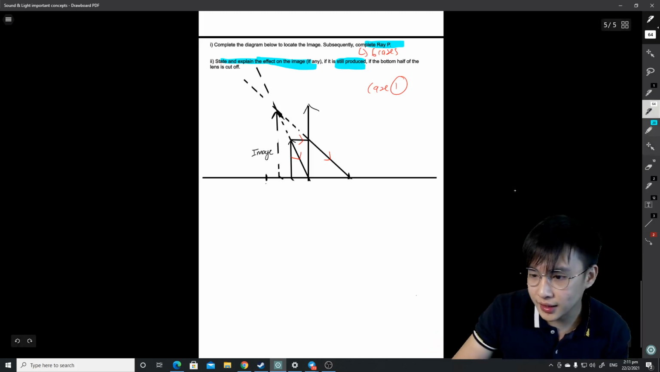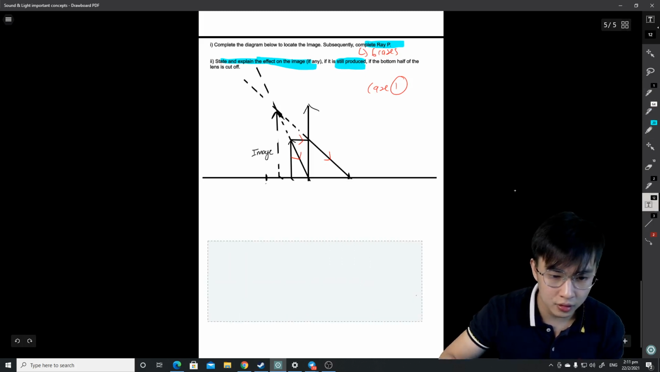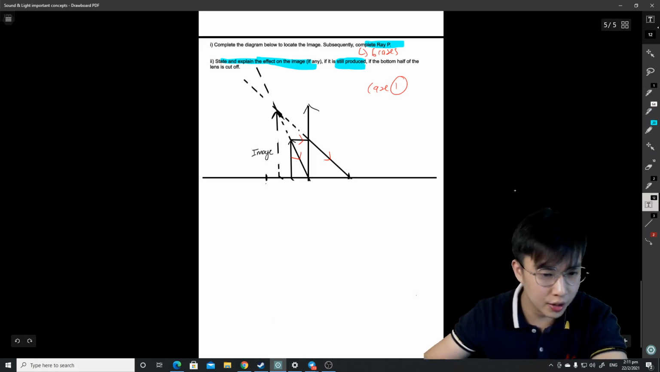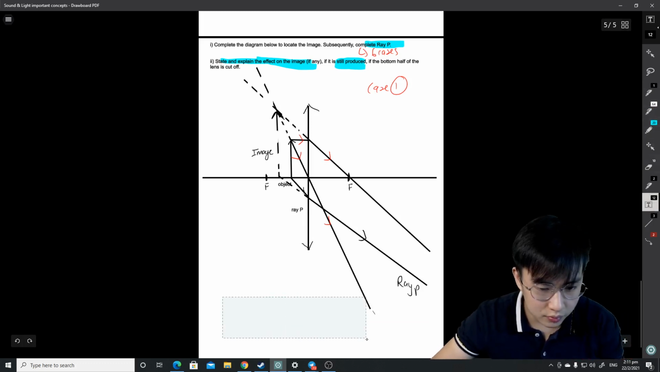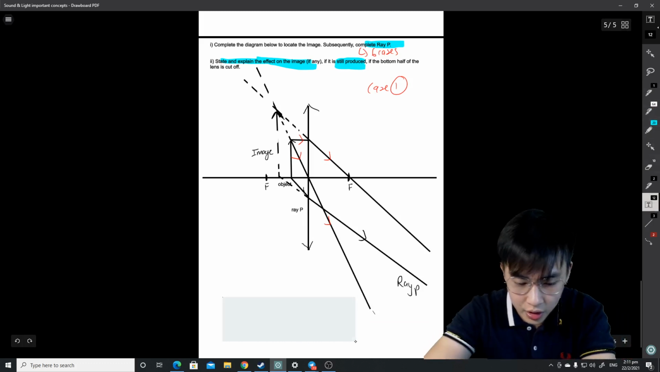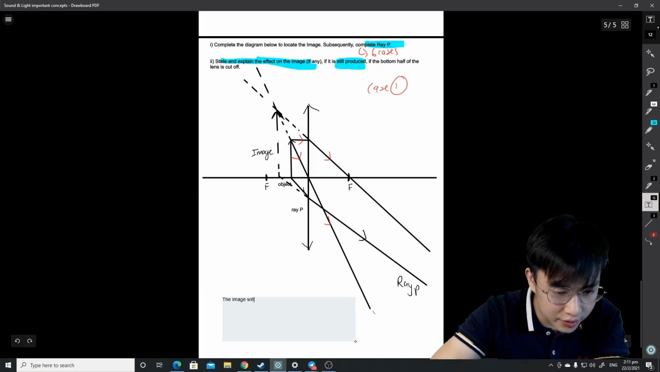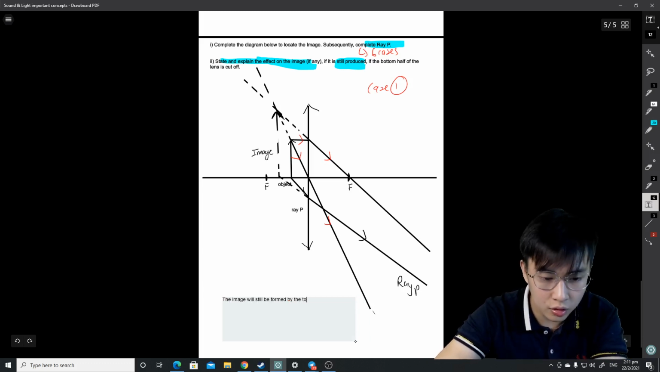So the answer here, here you must write. Okay, actually you know what? Let me just undo this. Okay, then the answer for this portion will be: the image will still be formed by the top half of the lens.